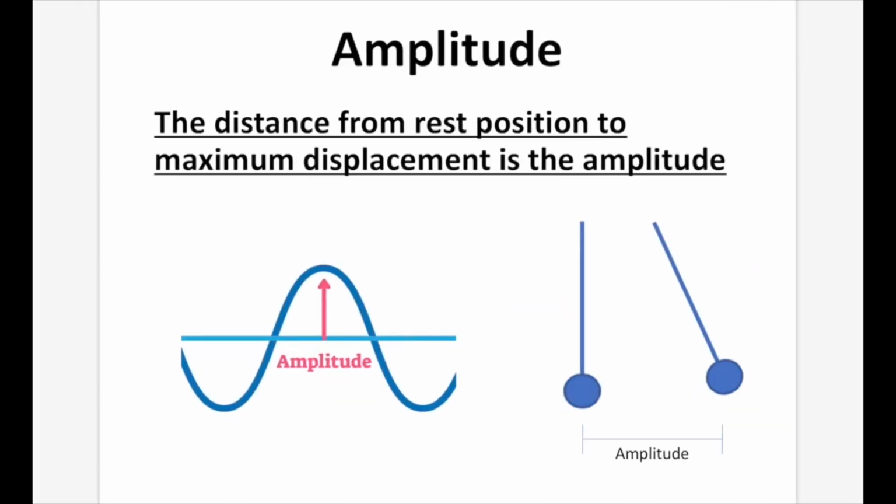Amplitude is the distance from rest position to maximum displacement. So when we're taking a look at a transverse wave, that's when we go from the baseline here all the way up to a peak. This would also be an amplitude here. And when we're talking about a pendulum, the amplitude of a pendulum would be this distance here, the maximum displacement from center to center.